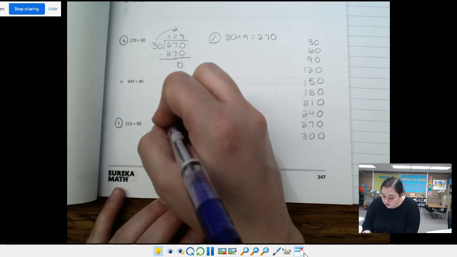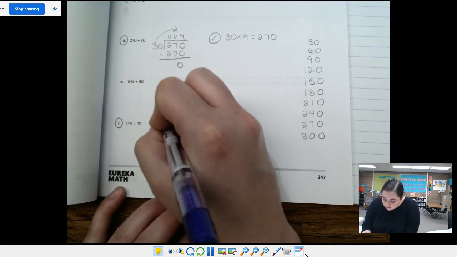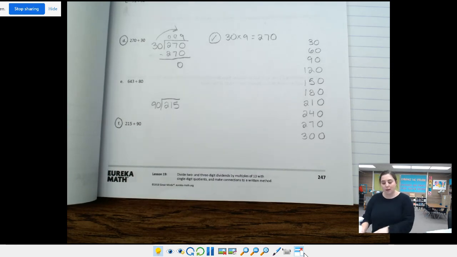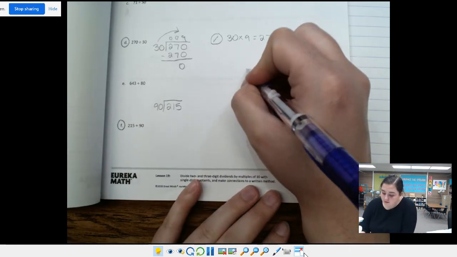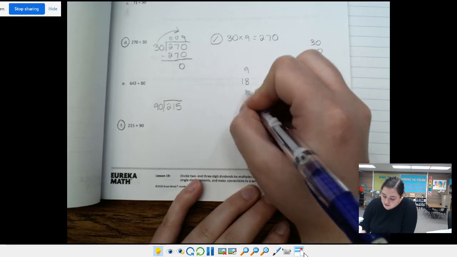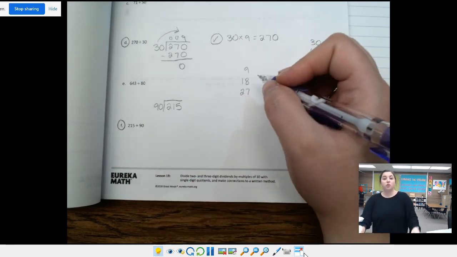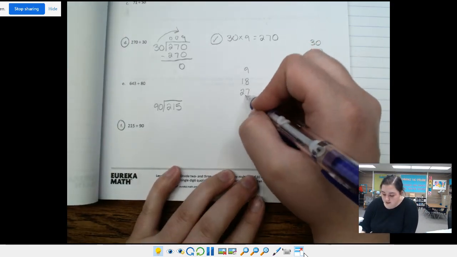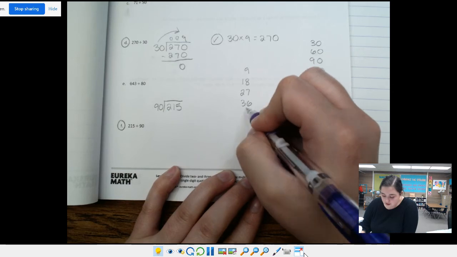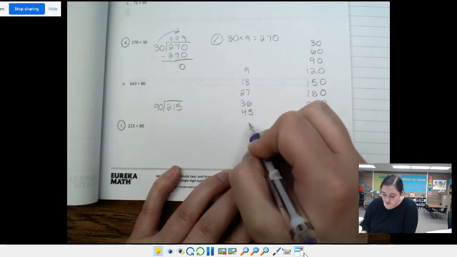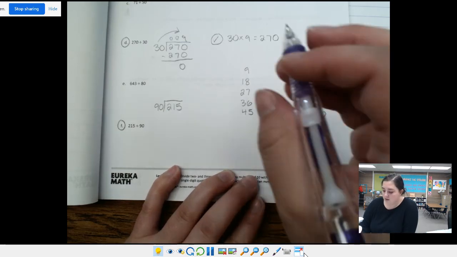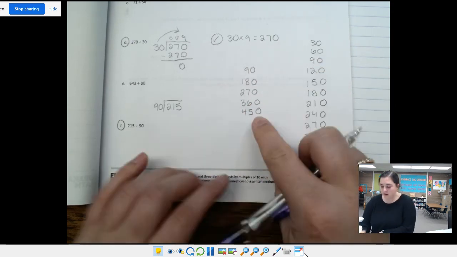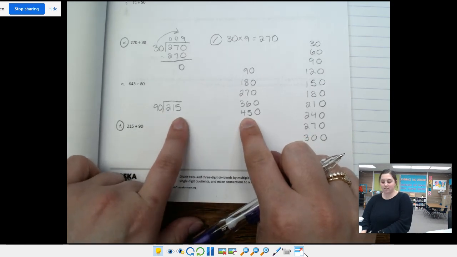On this one, I have 215 divided by 90. So again, I don't know how to count by 90, but I do know how to count by 9. 9, 18, 27. And don't forget, use your multiplication chart if you're not sure. 9, 18, 27, 36, 45. I'm going to stop there, because if I add zeros now, I am way past 215. So I know I've gotten far enough.